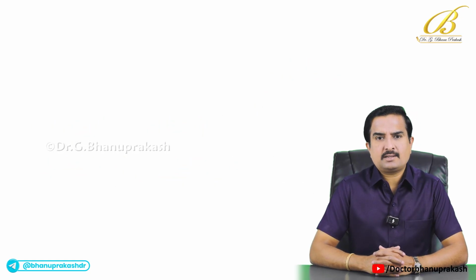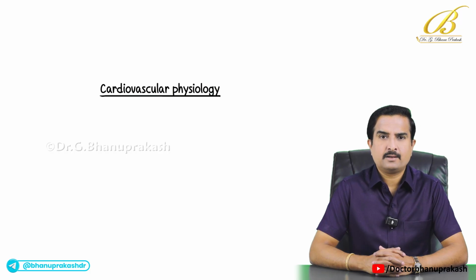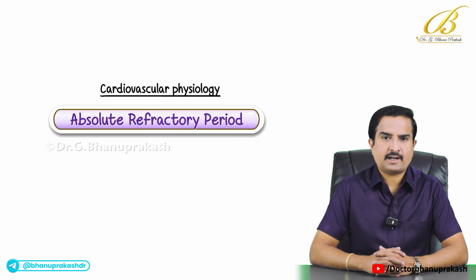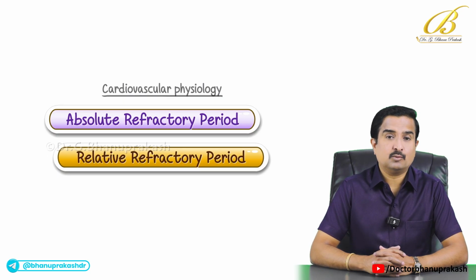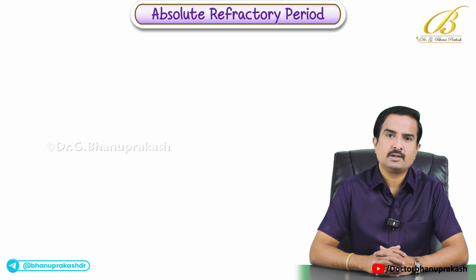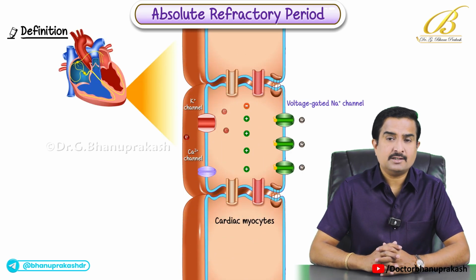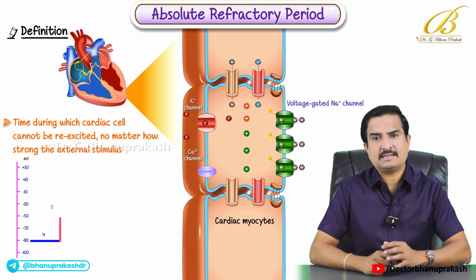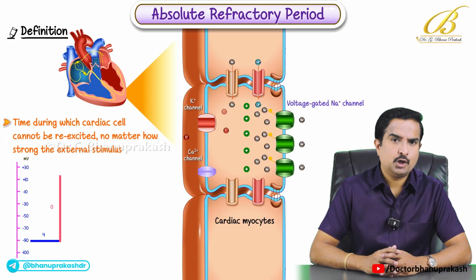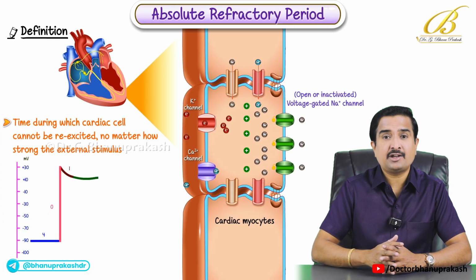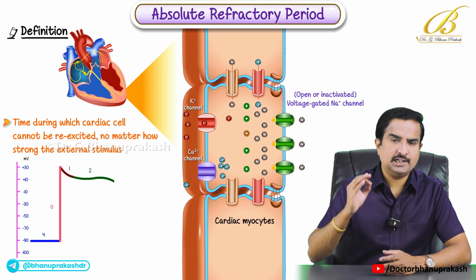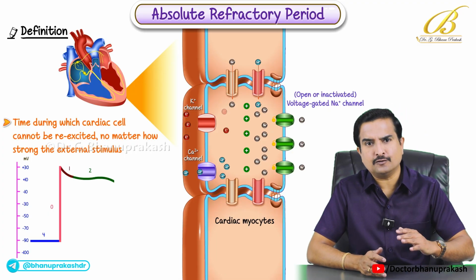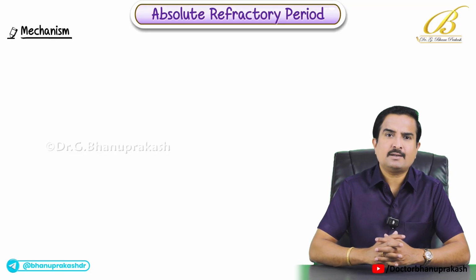Hello all. In today's class of cardiovascular physiology, we are going to discuss one of the very important topics, which is the absolute refractory period and relative refractory period. So let me first discuss what the absolute refractory period is. The absolute refractory period is a time during which the cardiac cell cannot be re-excited no matter how strong the external stimulus is. In other words, it is absolutely unresponsive to any incoming impulses. So what is the mechanism?